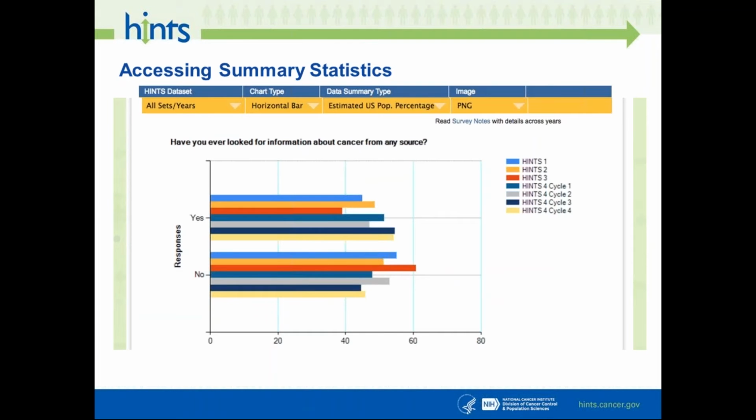Now, if you wanted to play around with the data a little bit more, you can go and click all sets and years and look at the data and the summary statistics for a specific cycle. If you aren't digging the bar chart, you can change it to a line graph and do trends over time with lines. If you want to get the sample percentage rather than the population percentage, you can do that as well. As I said, the US population percentage is the default, and that is what we tend to report in manuscripts for the most part. And finally, if a PNG file isn't floating your boat, you can go for a JPEG.